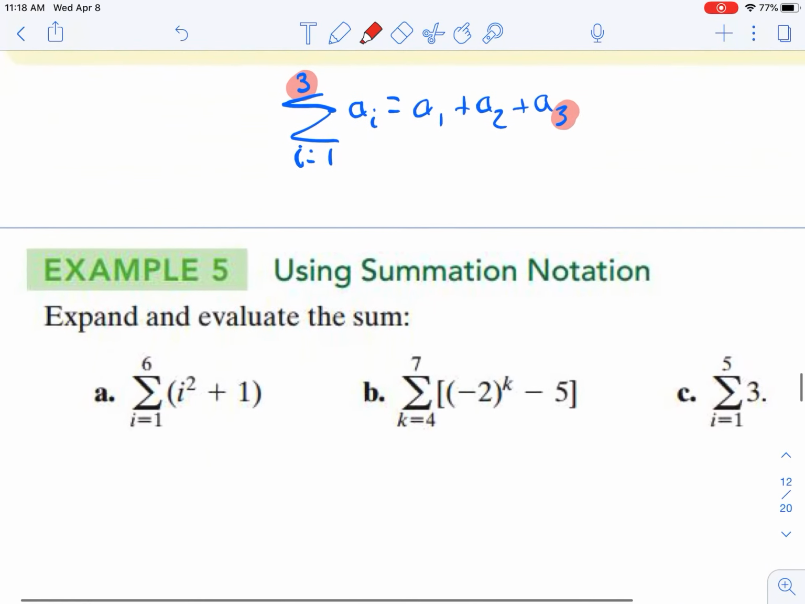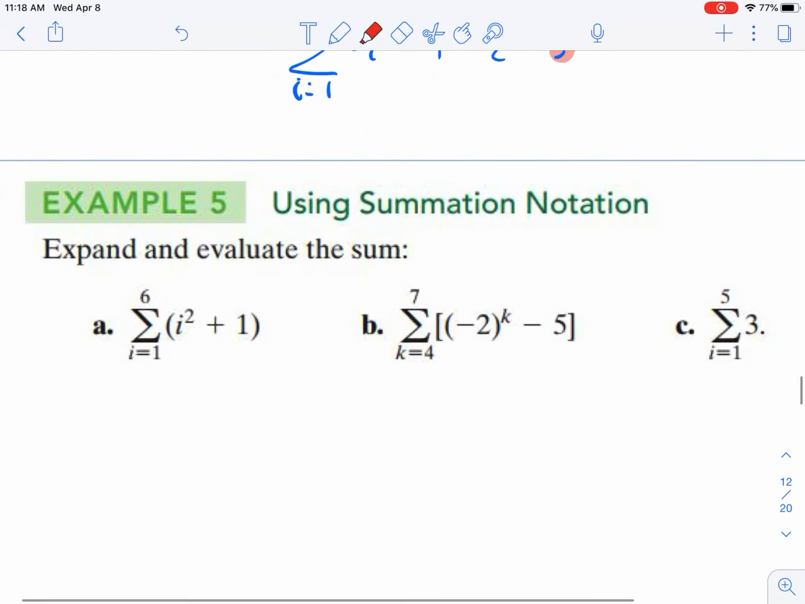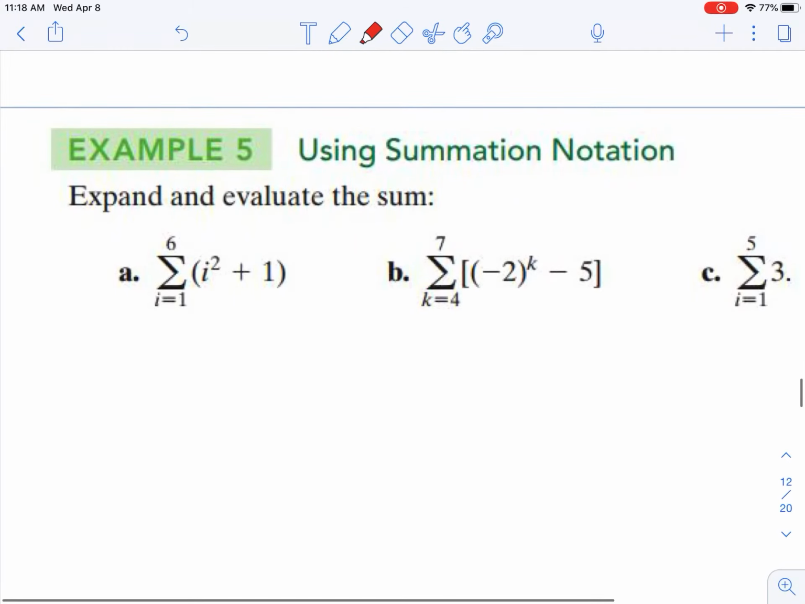So with this, I'm going to do example 5 with you guys. This is going to be very important. Please take notes on example 5 and 6 as you guys go along. I'm going to do a couple of these with you. I'm not doing all of them, but the idea is when we're looking at this, we want to identify a few things. We're going to be plugging in from 1 to 6.